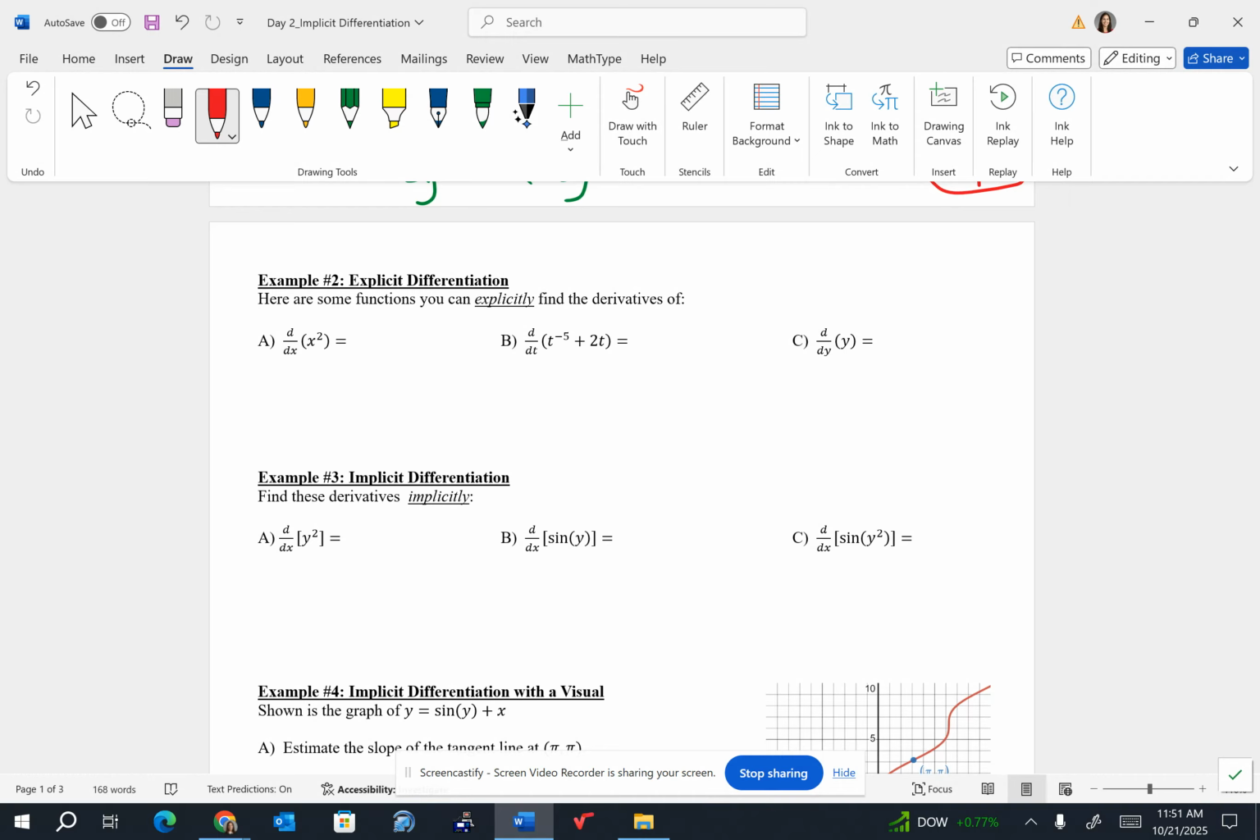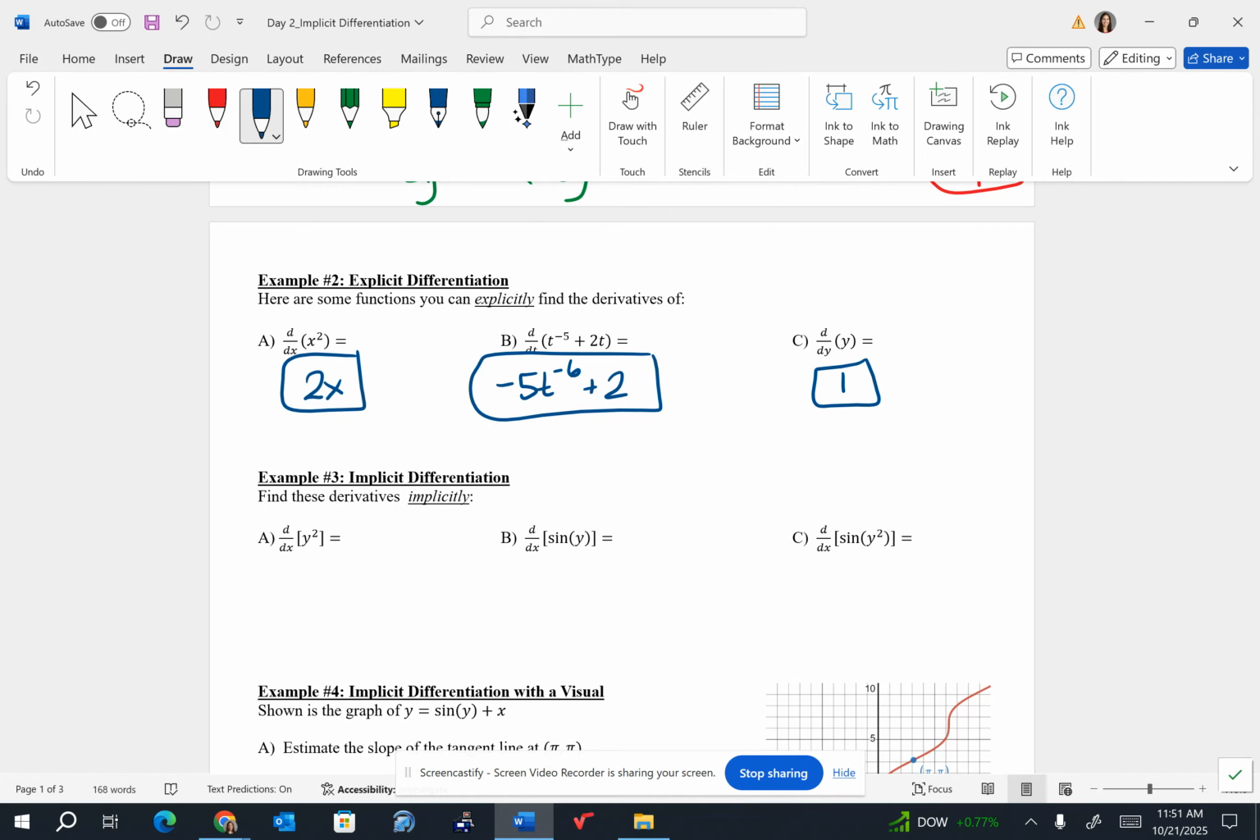So instead of implicit differentiation, you don't see this term much, but you could call it explicit differentiation. So this is what we've been doing. The derivative of x squared is 2x. Done. The derivative of t to the -5th plus 2t, we use our power rule, -5t to the -6th plus 2, done. The derivative of y is just 1. So when the variables match up, we can just take the derivative the way that we've been taking the derivative all along. It's when the variables don't match up that we need this new dy dx part.